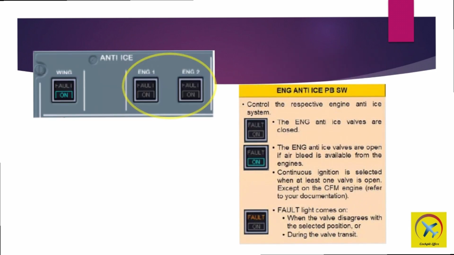Engine anti-ice push-button switch controls the respective engine anti-ice system. When there are no lights on the push-button switches, it means the engine anti-ice valves are closed. Blue ON legend indicates that the engine anti-ice valves are open if air bleed is available from the engines, and continuous ignition will be selected automatically when at least one valve is open, depending on which engine it is. Whereas the amber FAULT light illuminates when the valve disagrees with the selected position or during the valve transit.